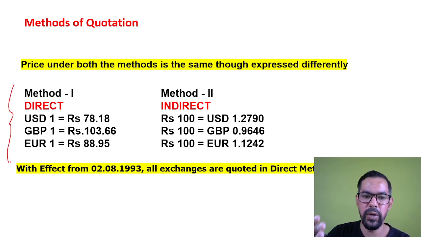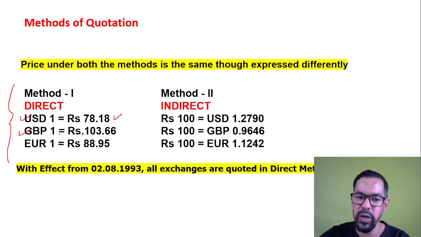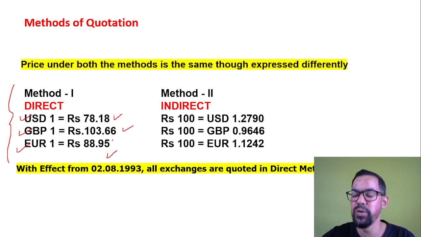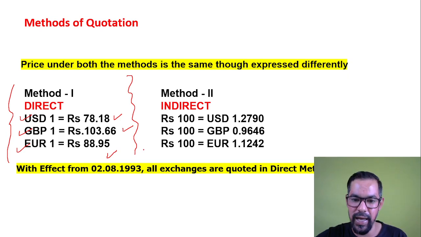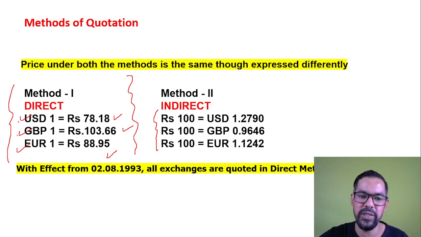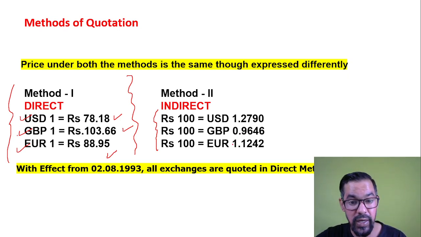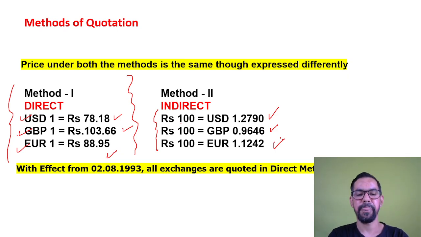The rates are quite old. If you see these particular rates, you will find they are from 2018-19. So for direct quotation, for 1 USD it is 78.18 rupees. For a Great Britain pound, you have to pay 103.66, and for 1 euro you have to pay 88.95 rupees. So this is called your direct quotation. In direct quotation, your base currency is the foreign currency. Here in the case of indirect quotation, you have a base currency, that is INR, so for 100 INR, you need to pay this US dollar and this pound and this euro. So this is called your indirect quotation.